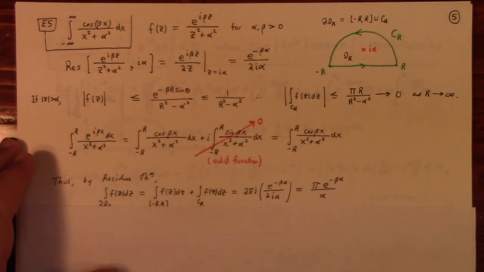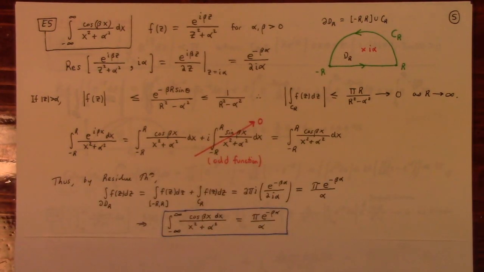And so, by the residue theorem, and then taking the limit as r goes to infinity, we get the integral of cosine beta x dx over x squared plus alpha squared is equal to 2 pi i times that residue, which simplifies to pi e to the minus beta alpha over alpha.